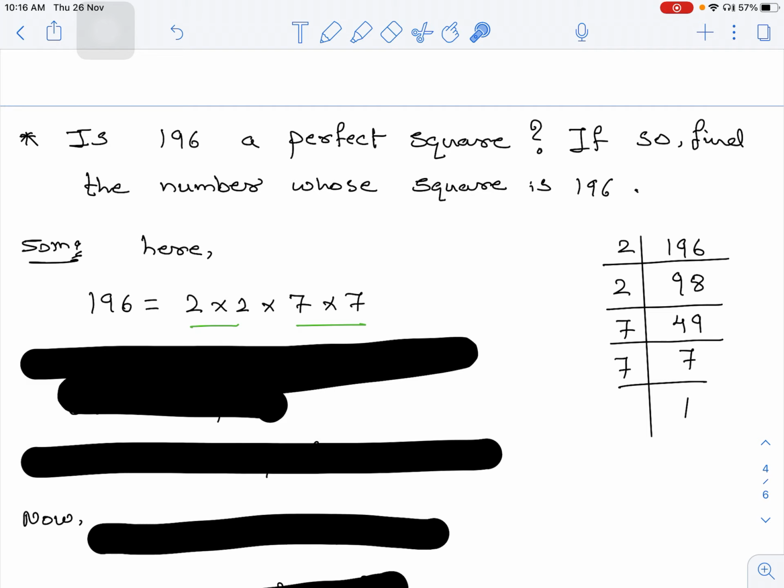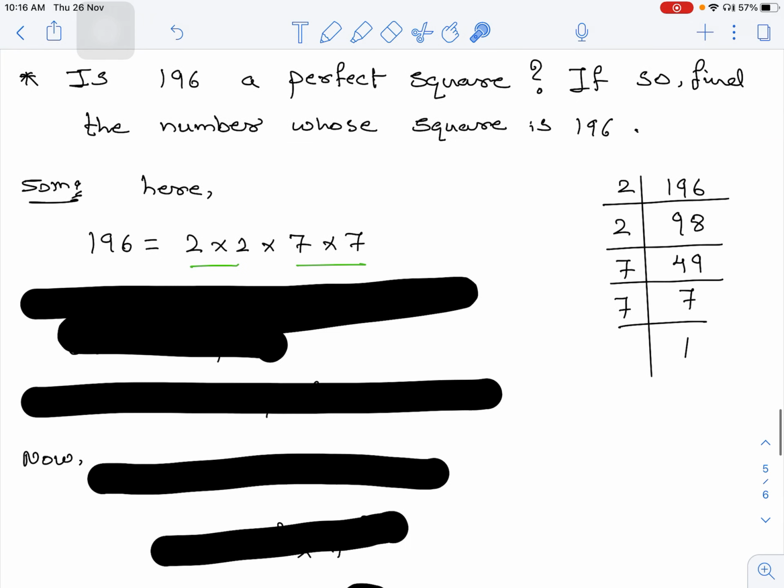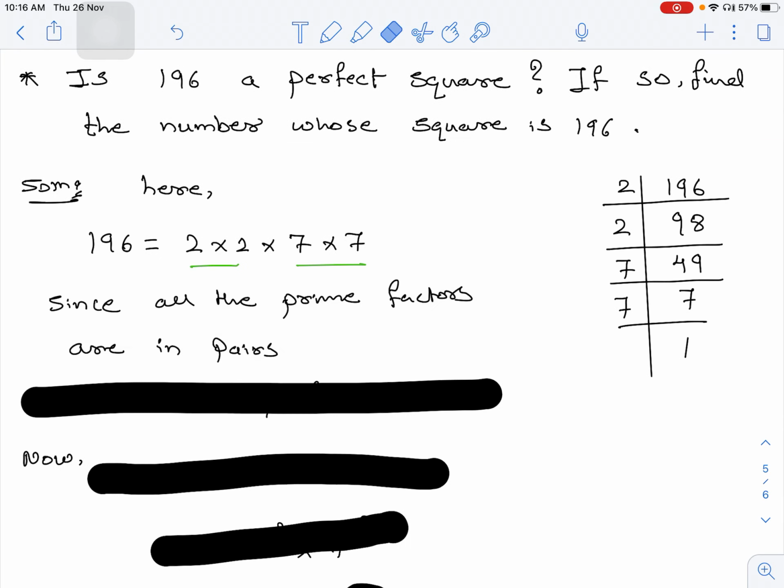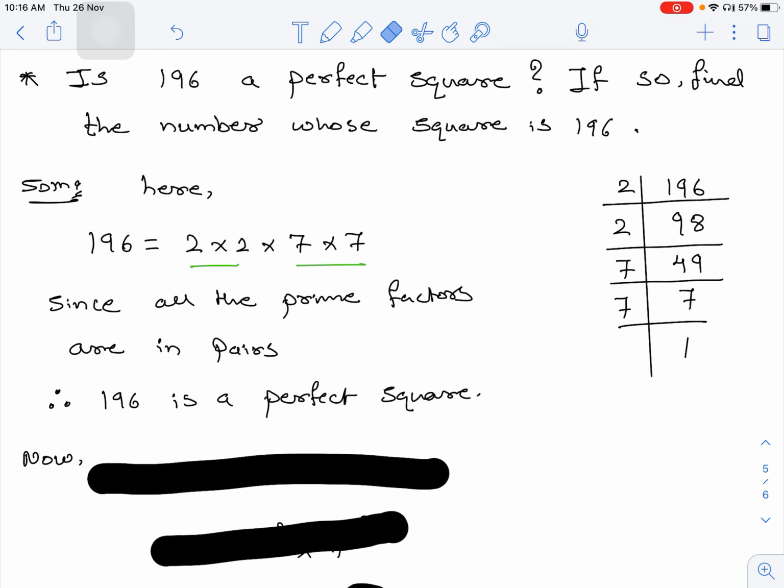So here we get, 196 can be written as 2 into 2 into 7 into 7. It can be seen that these two numbers are in a pair, and here we have a pair for 7 also. Okay, so all the factors have a pair. So since all the prime factors are in pairs, we can see that pairs are there. So therefore 196 is a perfect square.